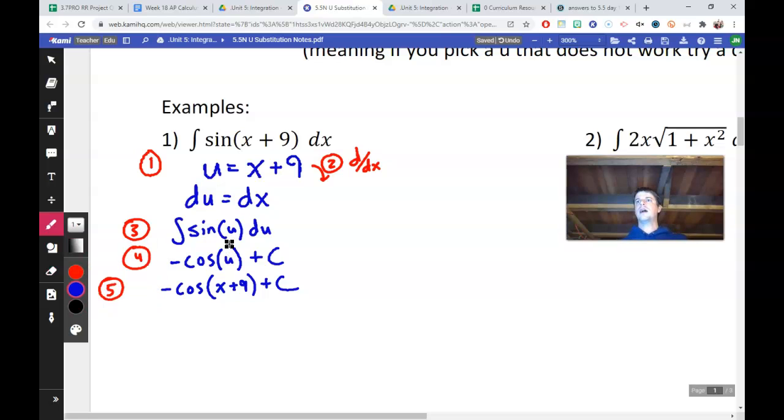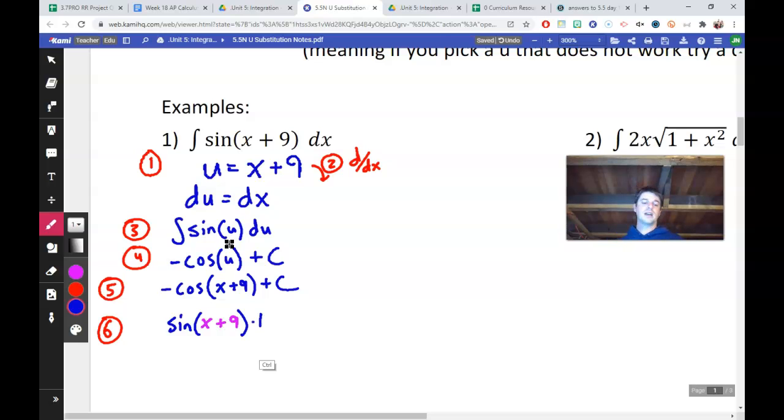Now before I box this and say, hey, that's my answer, let's just check it real quick by taking the derivative and making sure that we had our original function. So this is step 6. So I take the derivative of this. Notice derivative of negative cosine will be positive sine, so we get sine. I'm going to follow a chain rule here, so I need to leave the inside alone. Then multiply by the derivative of the inside. Fortunately, the derivative of the inside here is just 1.